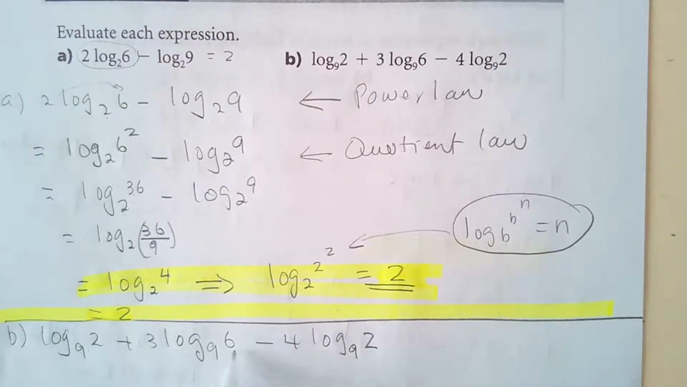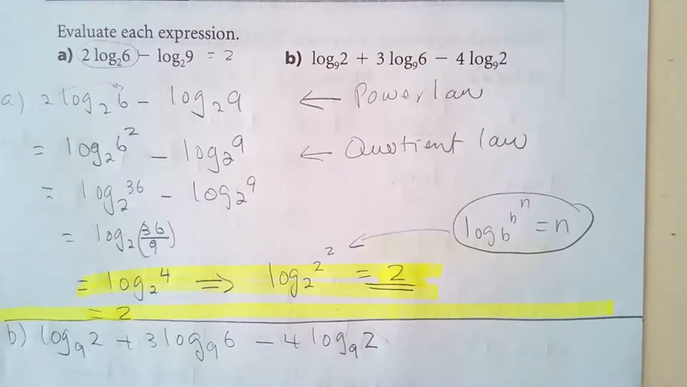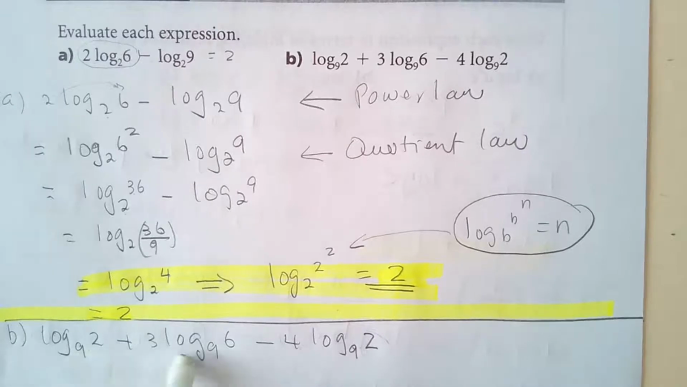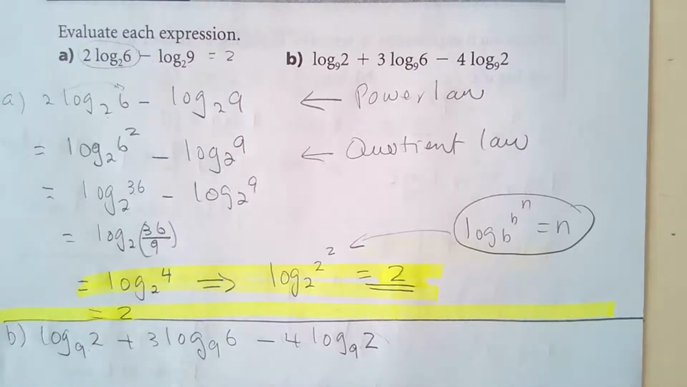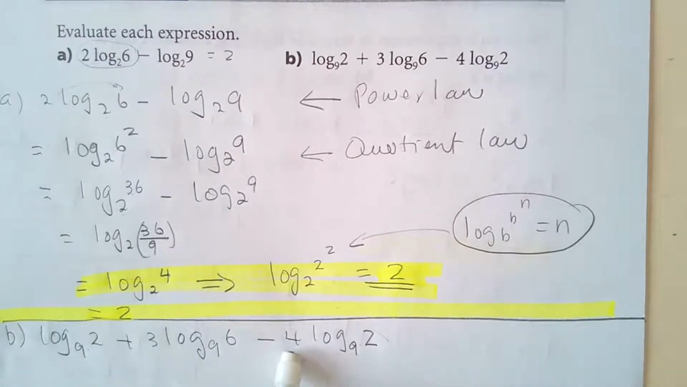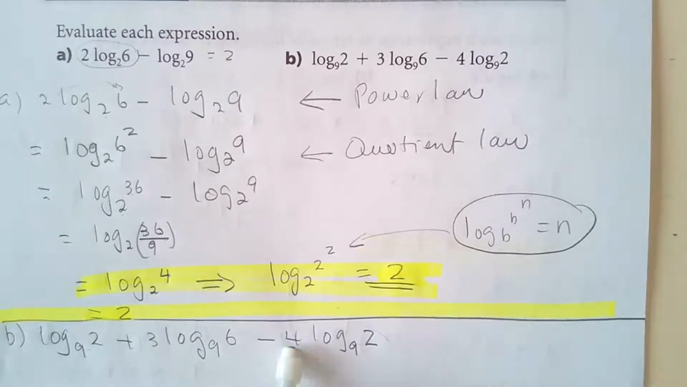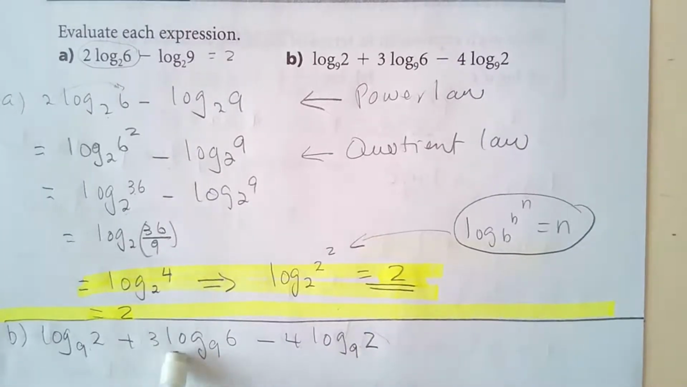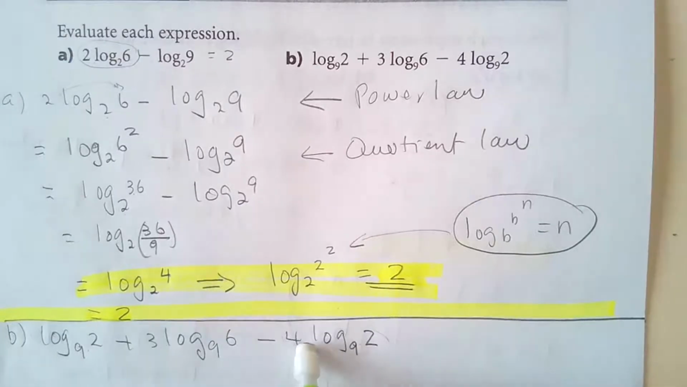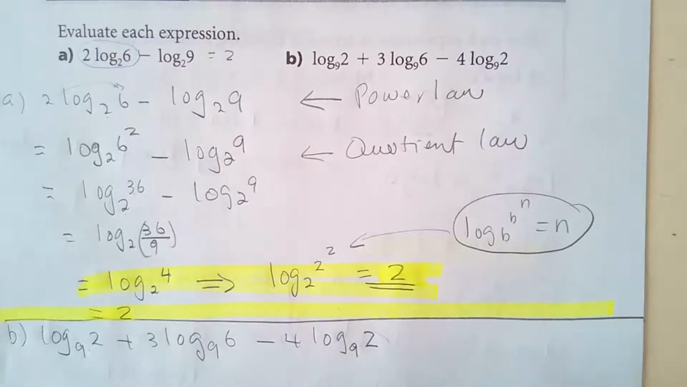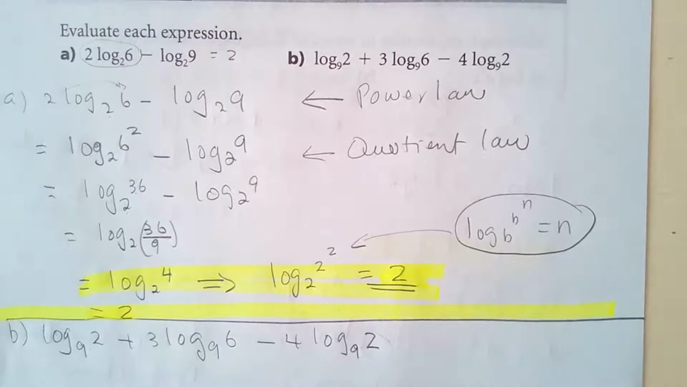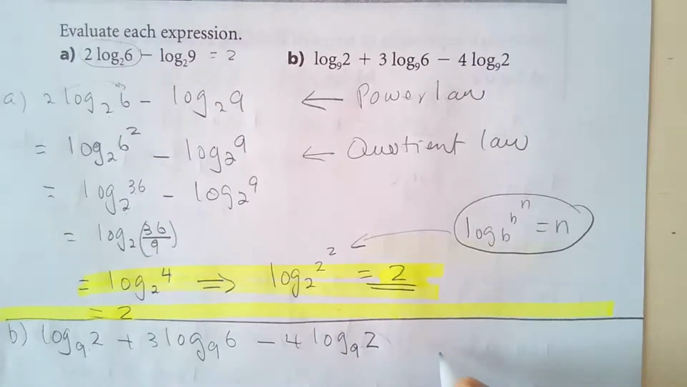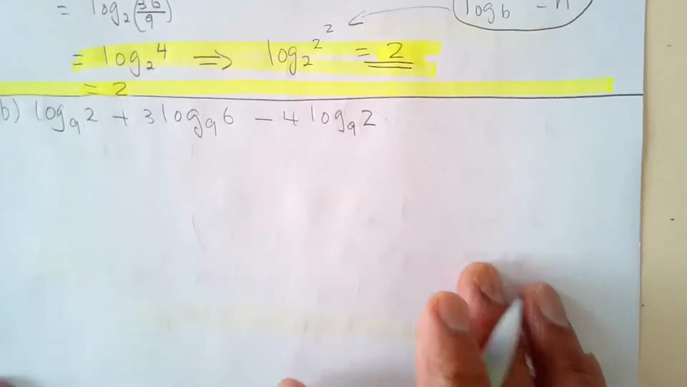If you look at all this one here, we have to use the power rule here already. So we're going to use the power rule first. Then we'll use the product rule. We're going to add these. Then we're going to use the quotient rule because we have a subtraction here. Anytime you have a subtraction, you're looking at a quotient rule. When you have addition, using the product rule, or when we have coefficient in front of a log, we're looking at the power rule. So step 1, let's move up here.